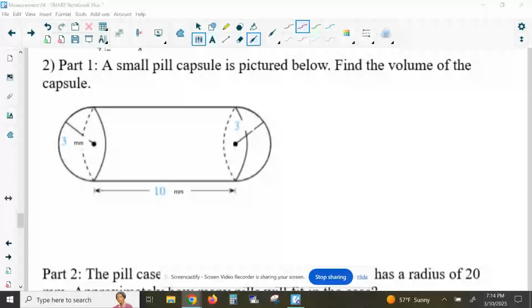So going down to number 2, I assume you finished 1B by yourself. So part 1 says a small pill capsule is pictured below. Find the volume of the capsule. So what shape is this? It looks like we do have a cylinder in the middle.